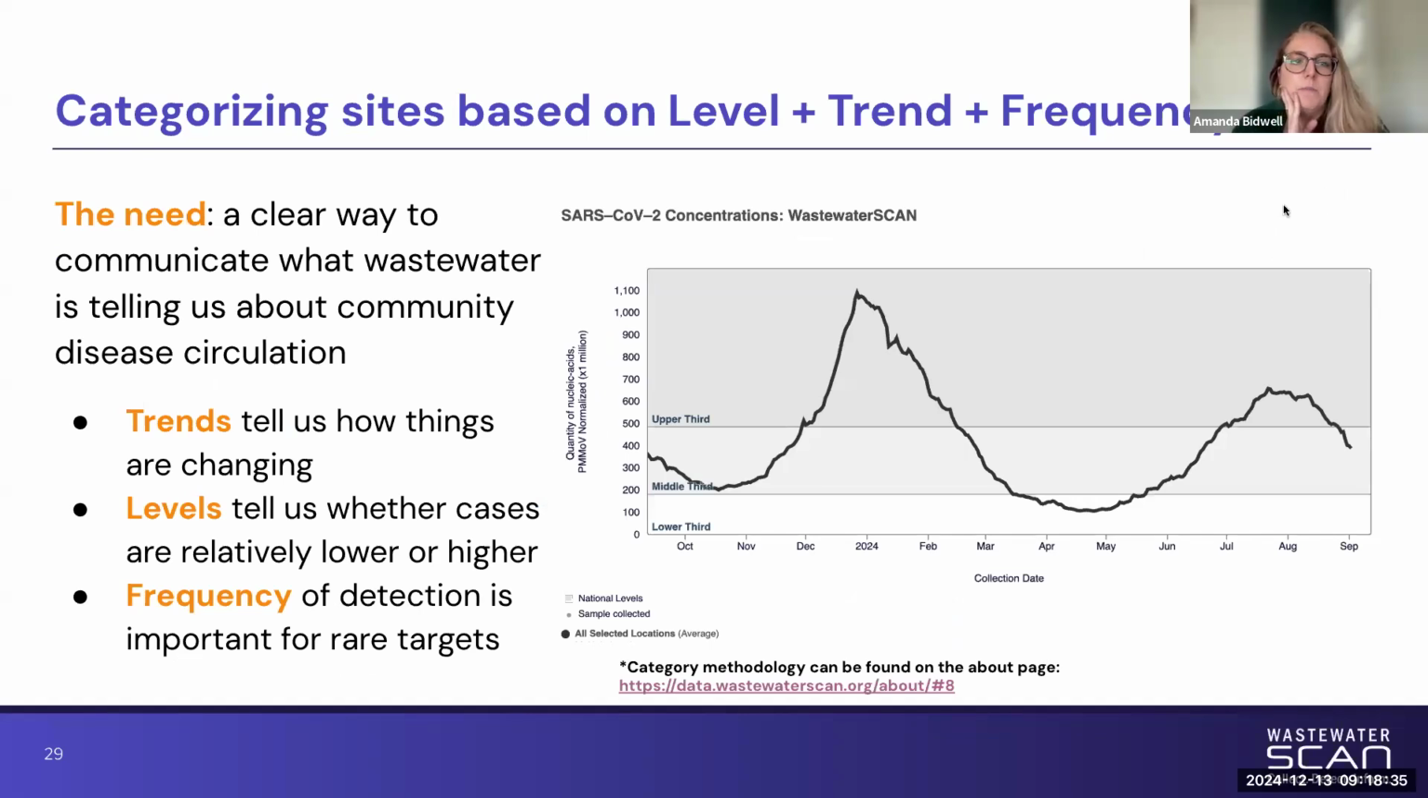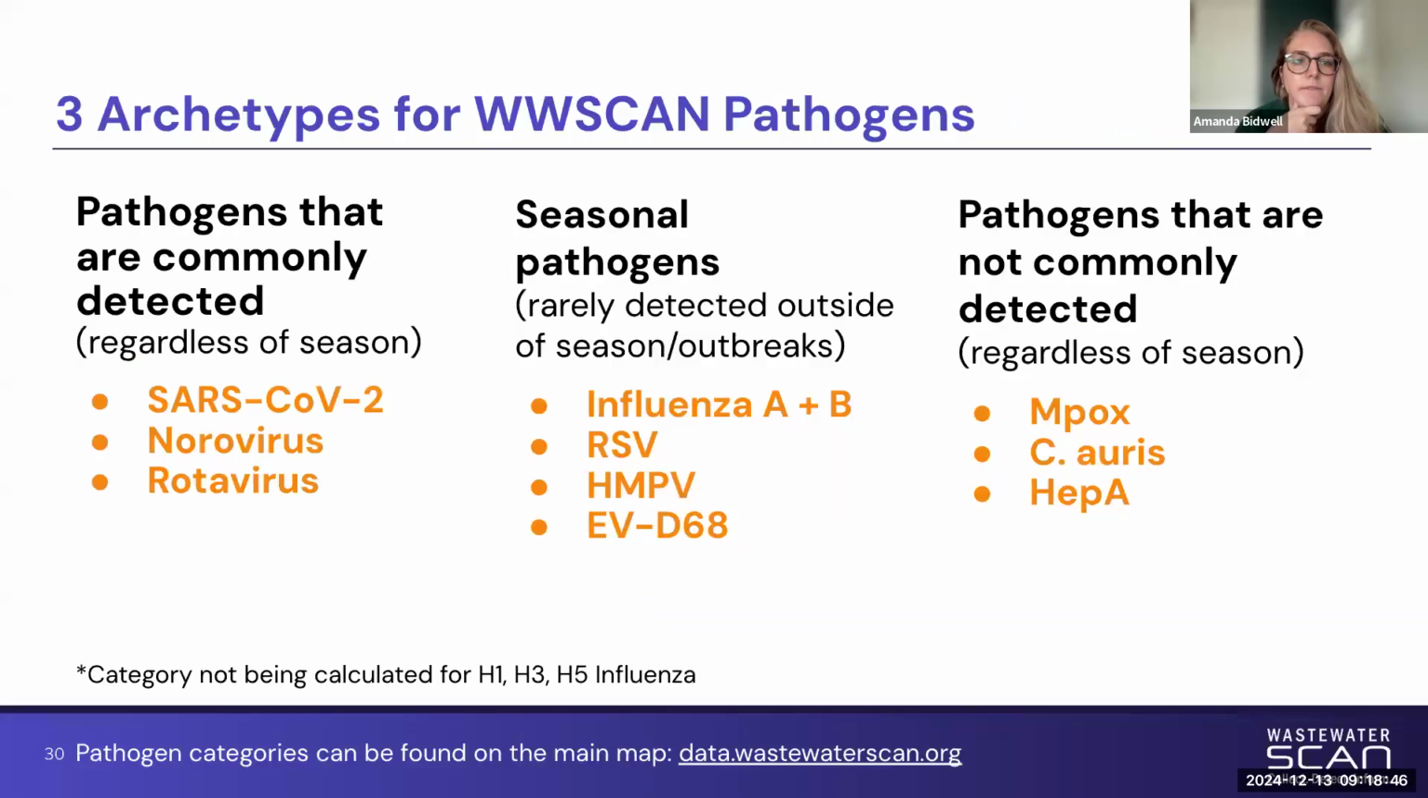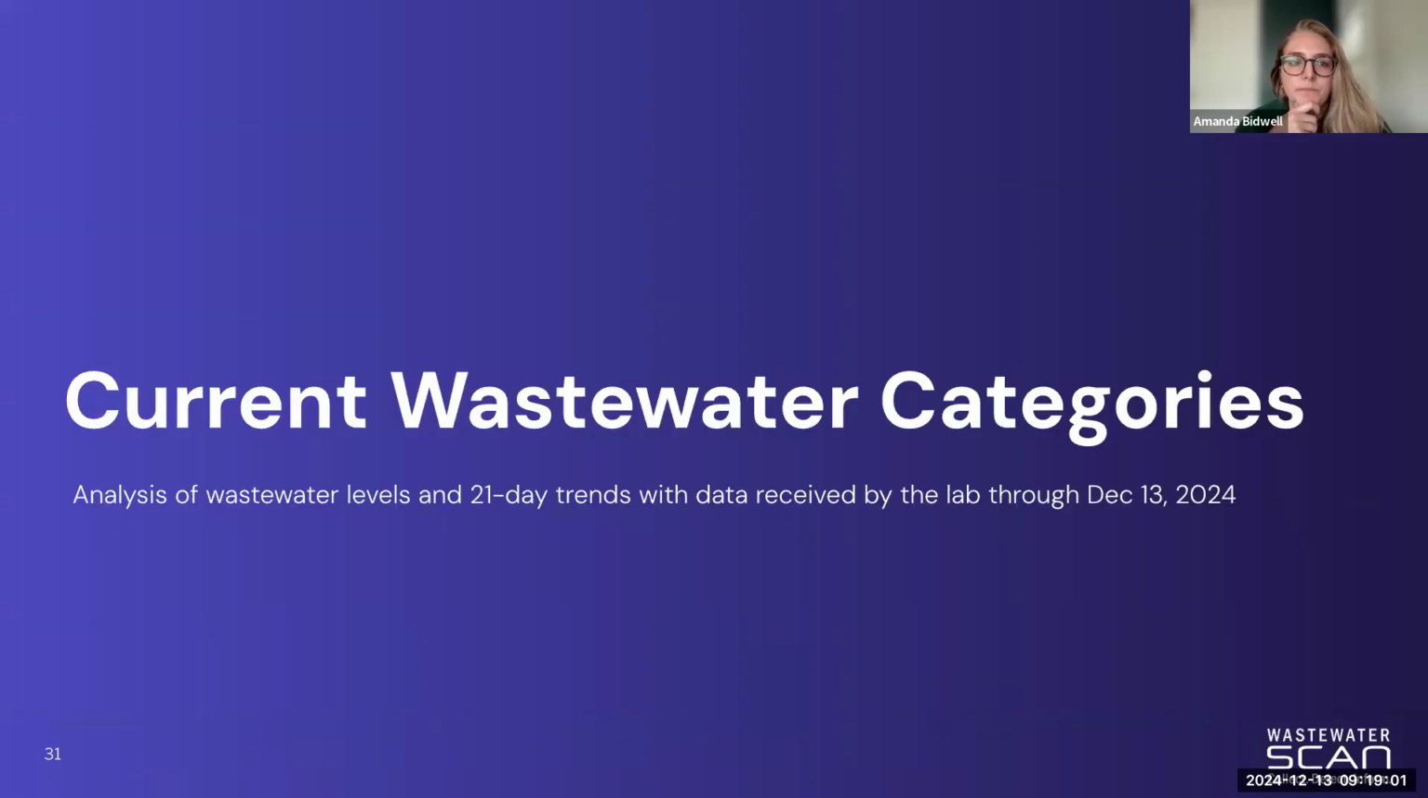So just as a reminder, we use a categorization method that is based on levels, trends, and frequency. And Stephen just put the methodology in the chat for you to refer to. Next slide. And as a reminder, we have 3 archetypes. As we are sunsetting rotavirus, that'll no longer be generating categories, and we are not currently calculating categories for H1, H3, and H5.